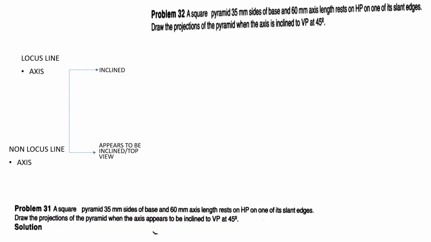And when it comes to the second condition, as I said, here axis is inclined, so it's a locus line problem. The procedure will remain as it is, what we have discussed in the planes. The first angle, but the length will be your axis length, not the diagonal or the median length. So how to go with that one? We'll see one by one.